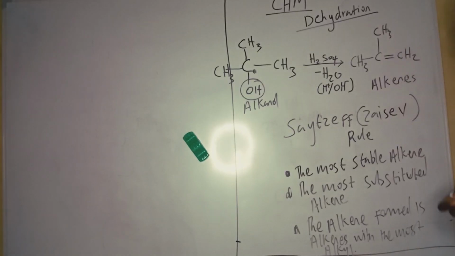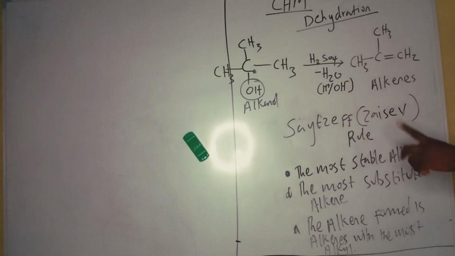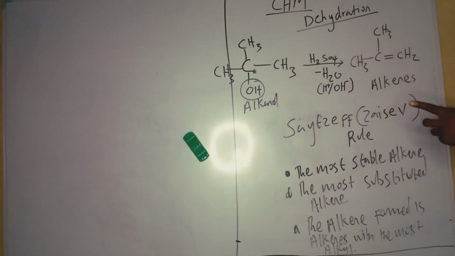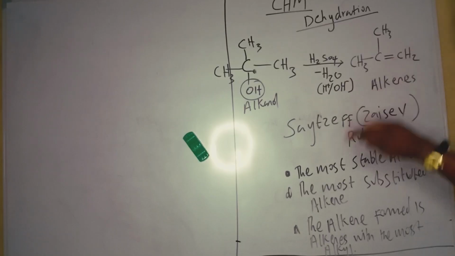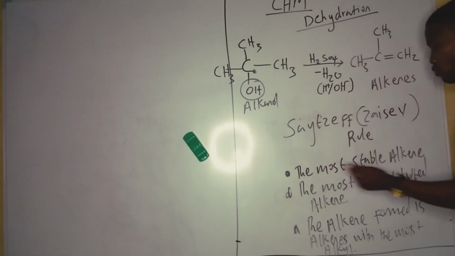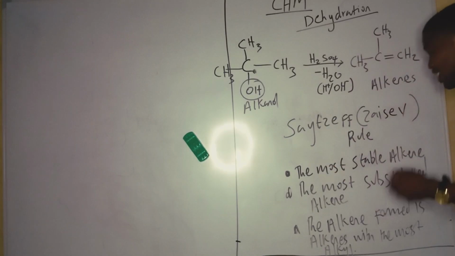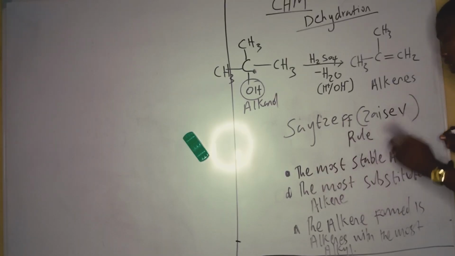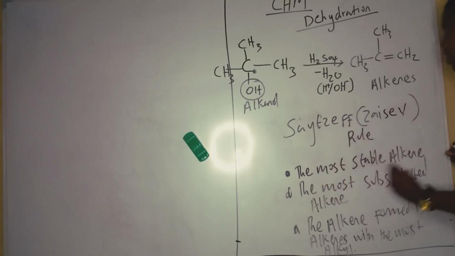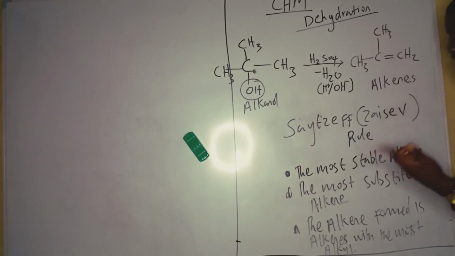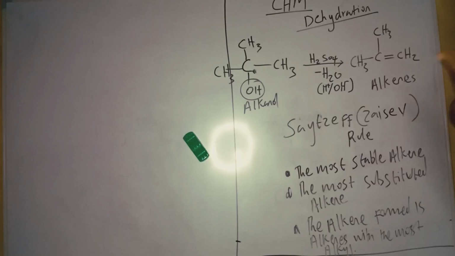They're the alkenes with the most substituents or most alkyl groups. And don't forget, these alkenes with the most substituents during elimination are usually the most stable alkene. Saytzeff said during elimination reactions, the most stable alkenes are formed, and the most stable alkenes are the most substituted alkenes, the alkenes with the most substituents or the most alkyl groups.